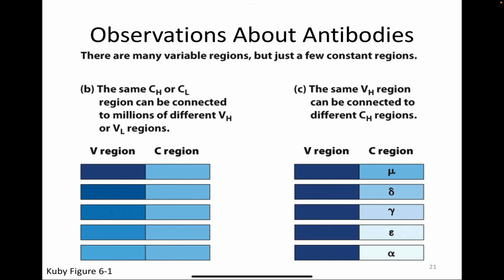When scientists continued to make observations like this, they started to look at the antibody proteins themselves and do sequencing of the antibody proteins. And they found that you could have the same constant region put together with different variable regions. So you could have multiple different variable regions all connected to the same constant region. You could even have the same variable region with different constant regions. And in total, there were so many variable regions and a small number of constant regions.